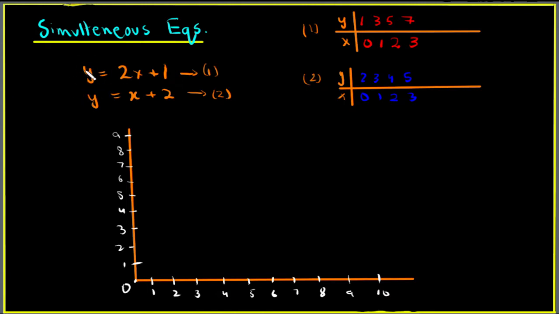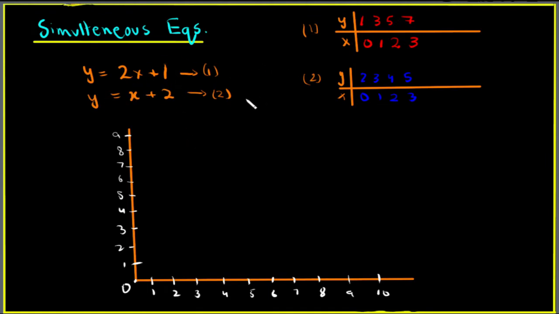They are functions of y, like y is equal to 2x plus 1. This is information about how y varies with x. And there's another equation, y is equal to x plus 2. This is also giving you some information about y, but there has to be one solution.